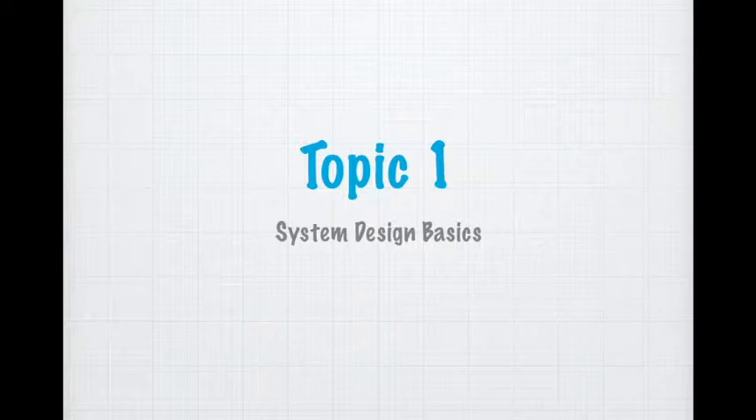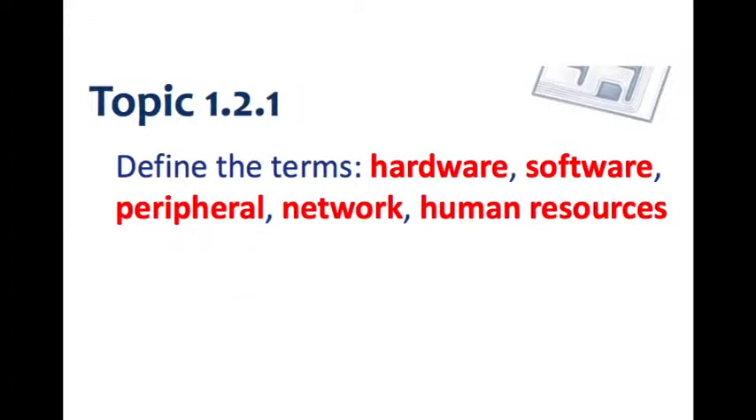More specifically, we're gonna be working on topic 1.2.1, which refers to understanding and being able to define the terms hardware, software, peripheral, network, and human resources. These 5 being the most important components of the design of every system, as we have discussed before.